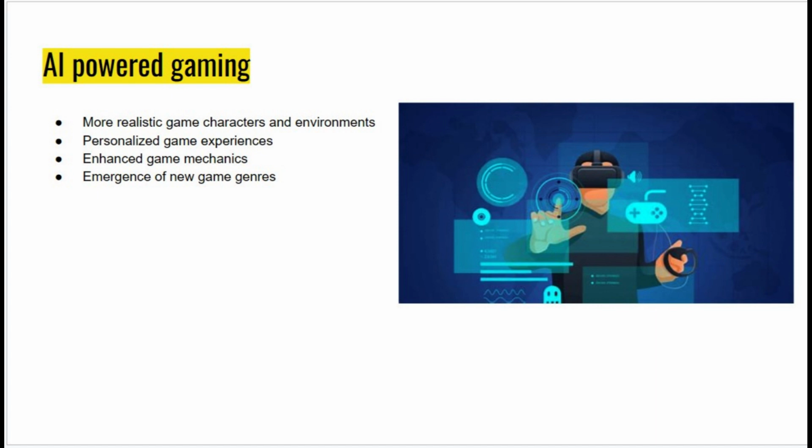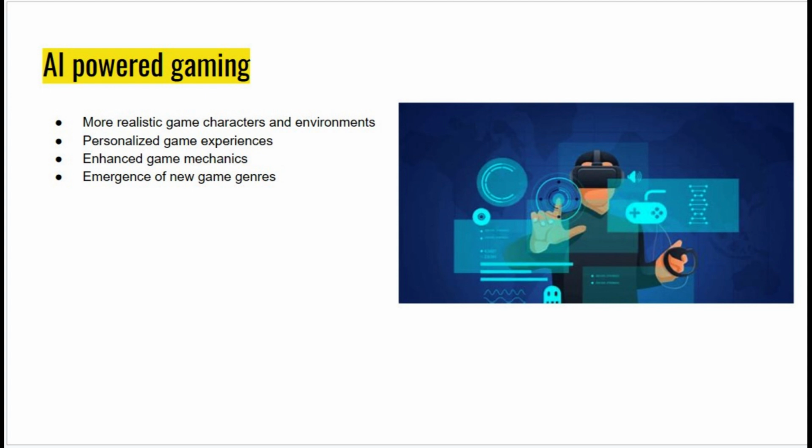First, let's talk about more realistic game characters and environments. AI technologies such as machine learning and natural language processing can be used to create more believable and complex characters in games. This means that non-player characters will be able to interact with players more naturally, adapting their behavior and dialogues based on the player's actions. Additionally, AI will be used to generate more immersive dynamic environments where elements like weather, wildlife, and even entire ecosystems can evolve and change over time.